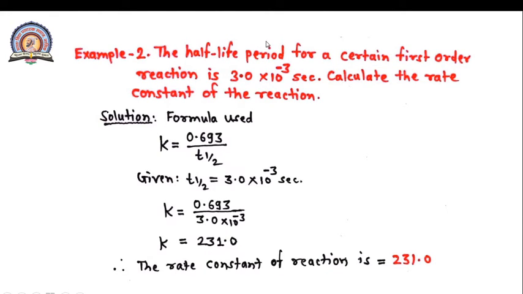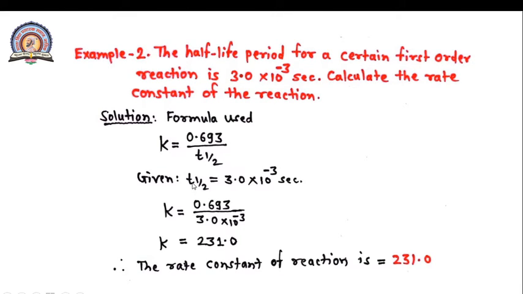Example number 2. The half-life period for a certain first order reaction is 3.0 × 10^-3 second. Calculate the rate constant of the reaction. Now in this example, the half-life period is given and we have to find the velocity constant, that means the rate constant of the reaction.